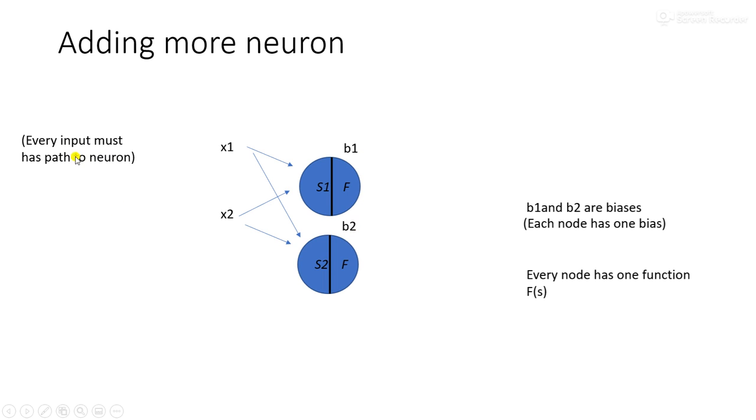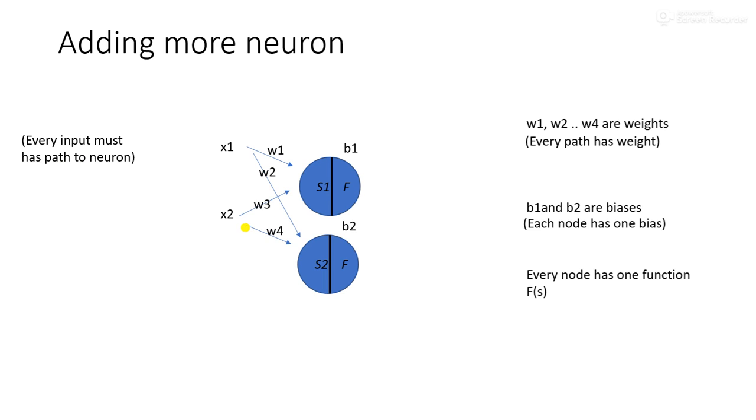And every input has a path to each neuron. So there are two inputs, and every input has a path to each neuron. This input has one path here and one here. This input has one path to here and one to here. So we have 1, 2, 3, 4, two times two, so four paths. Okay, now let's look at the next.